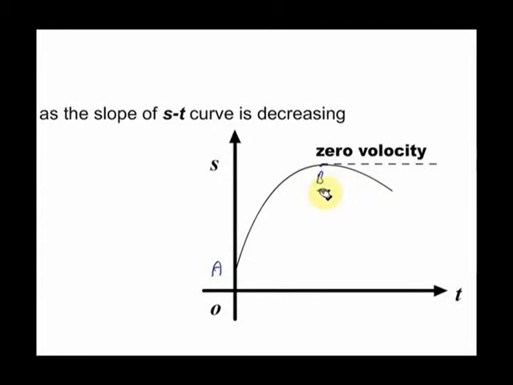So from point A to point B, the distance time graph will resemble the displacement time graph, and from point B onwards it will be the mirror image of the displacement time graph along the time axis. So this is our time axis. From point B onwards the distance time graph will be nothing but the mirror image of the displacement time graph. That is something like this.